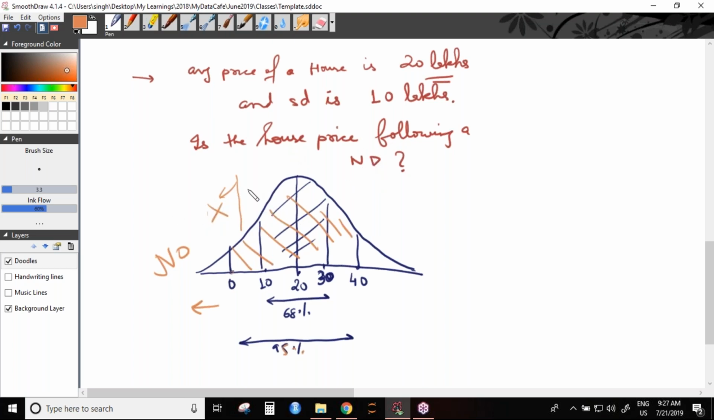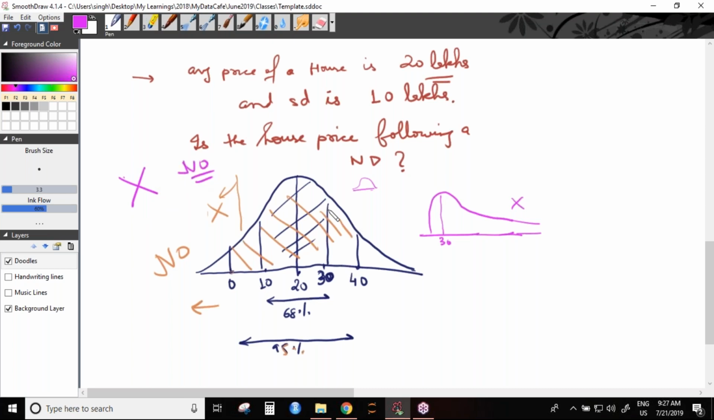So what does that mean? That means it does not follow a normal distribution. It is probably something like this, where this is the average, 30 lakhs, and everything else is after this. This is not a normal distribution. A normal distribution will be symmetrical. So it follows something else. So the answer is no.